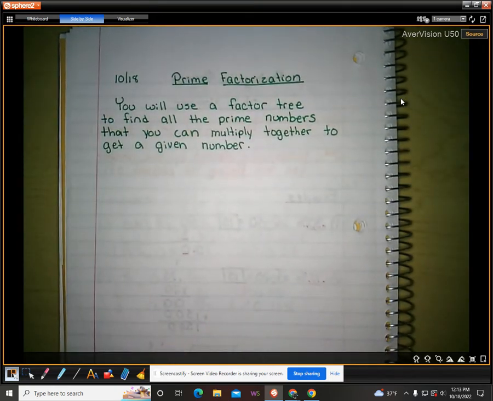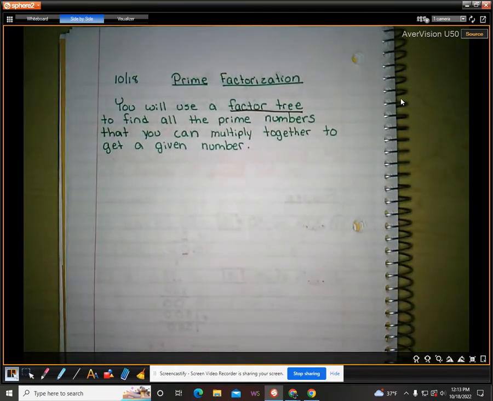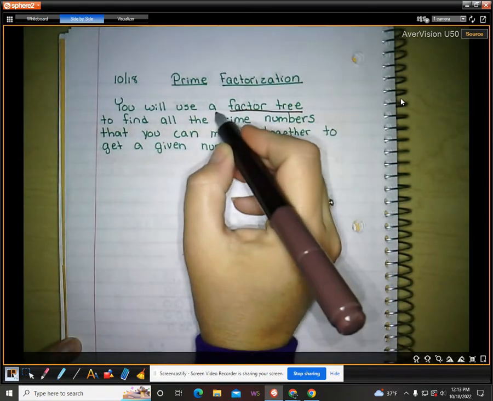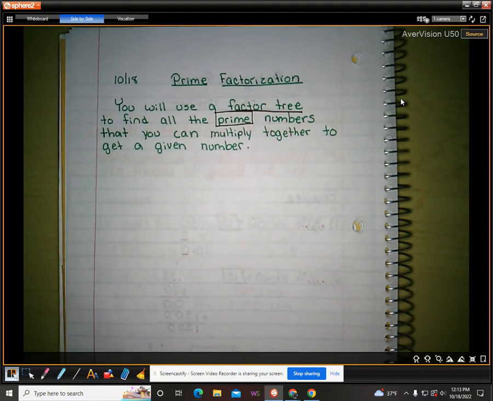So now using those prime numbers, we can talk about prime factorization. Okay. You will want that list. So hopefully during your warm-up time, you already got this written down. So prime factorization, we are going to use a factor tree to find all of the prime numbers that you can multiply together to get a given number.